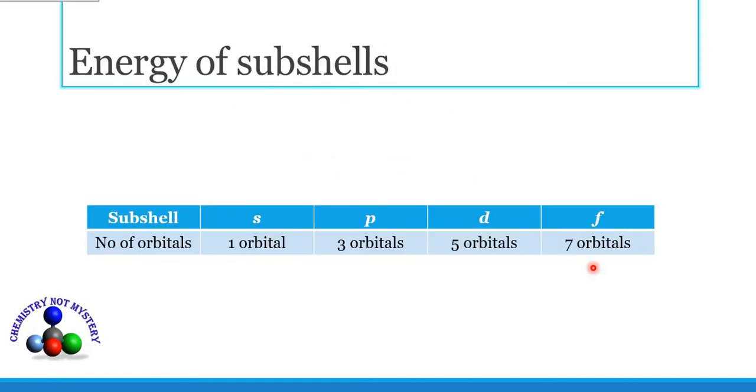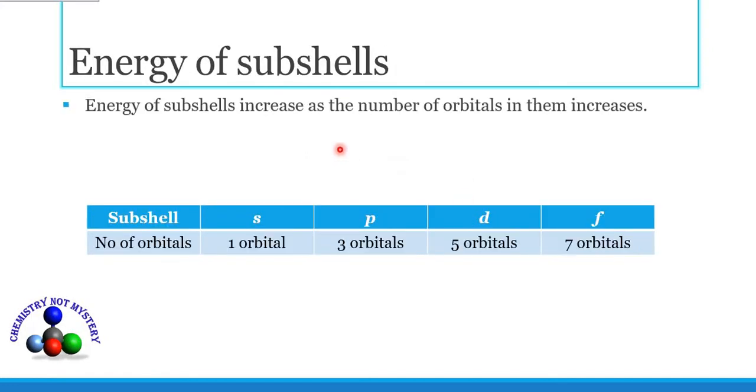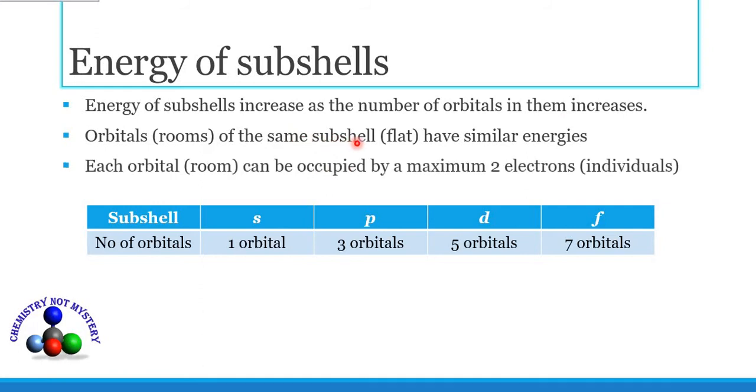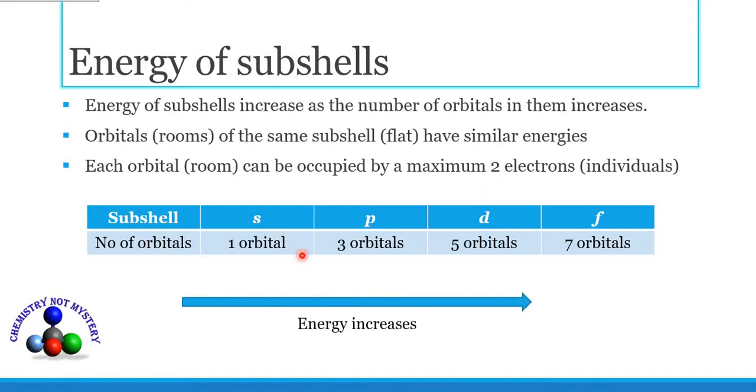The energy of the subshell increases as the number of orbitals in it increases. Orbitals of the same subshell have similar energies. Each orbital can be occupied by a maximum of 2 electrons. The S subshell has only 1 orbital, so it has the lowest energy, and the F subshell with 7 orbitals has the highest energy.